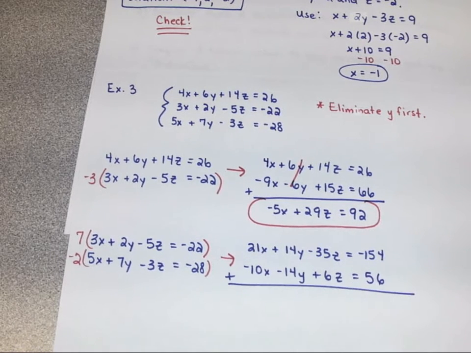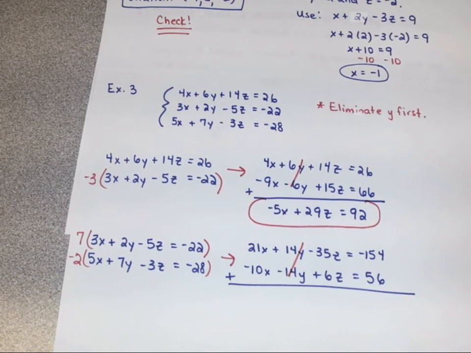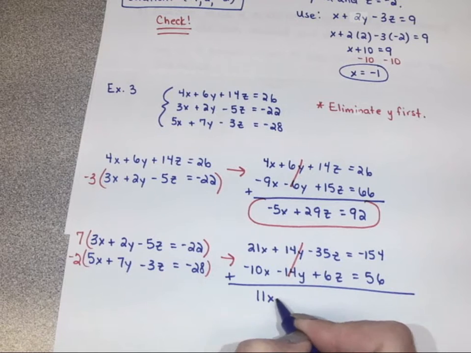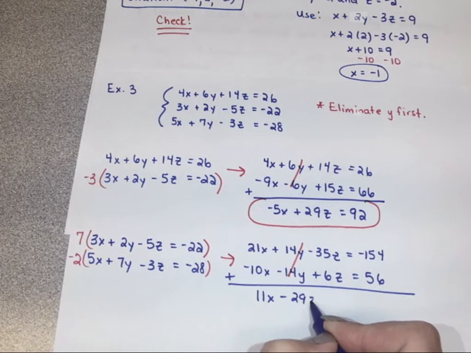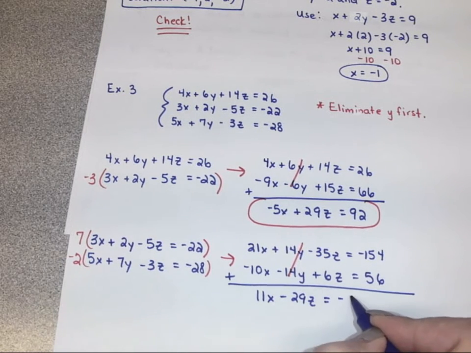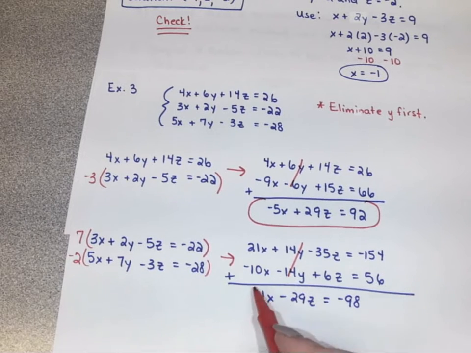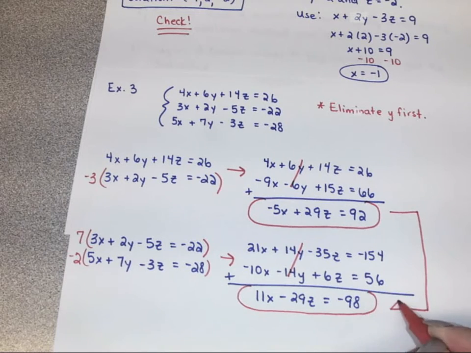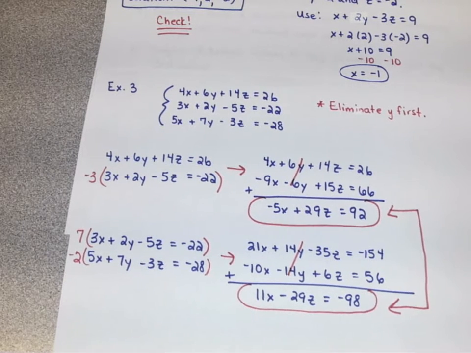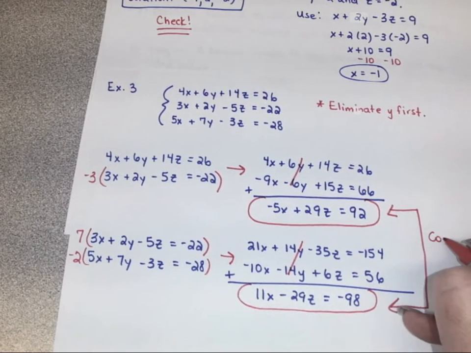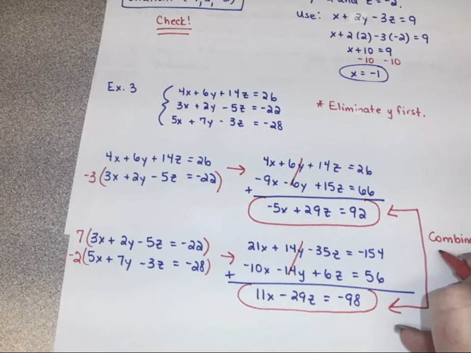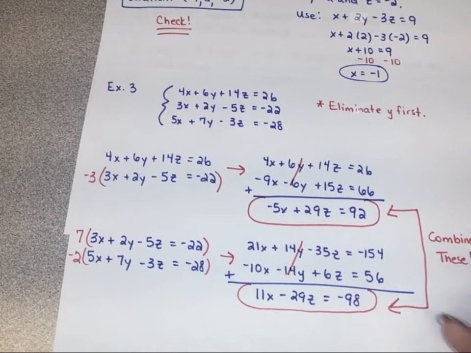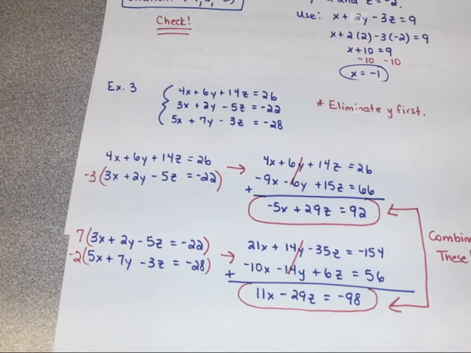And again, we're combining these. Notice we're getting rid of the same variable both times. Y is going away here too. So we get 11x minus 29z equals -98. Okay, and I'm going to circle this. Because now notice here and here, I have 2 equations with only x and z in them. So now I'm just going to combine these together. That was the whole point of the 2 steps that I just did, to eliminate the y so that I only had 2 variables left over.